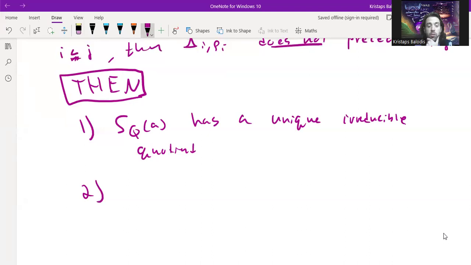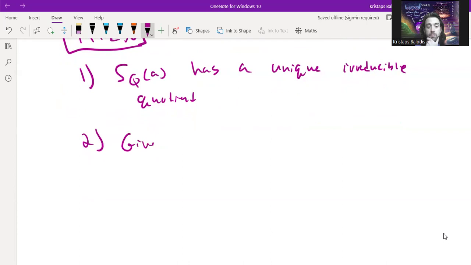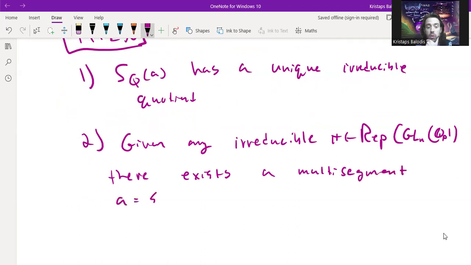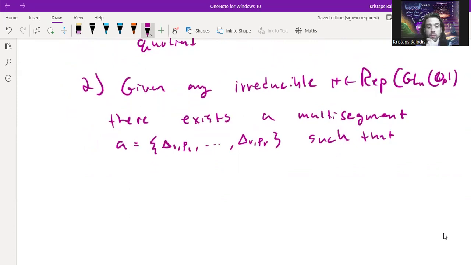And this is the big kicker. This is the big punchline that we really care about. Given any irreducible, so I mean smooth irreducible representation of GLN QP, there exists a multisegment A. So remember, that means it's some choices of intervals of numbers differing by one, together with choices of supercuspidal representations, such that pi is isomorphic to QA. So that's the big punchline.